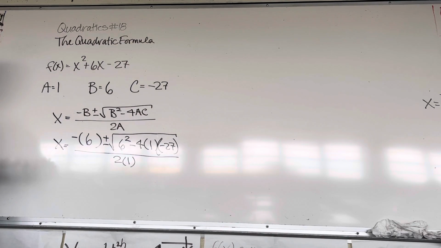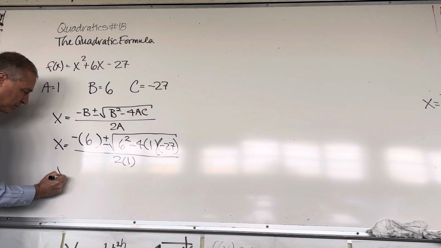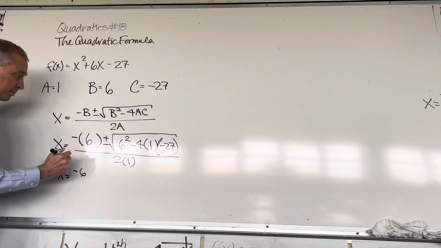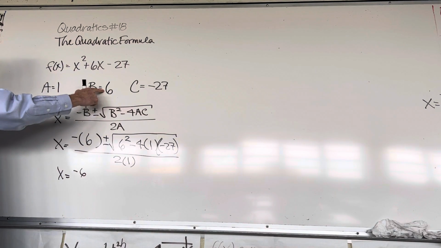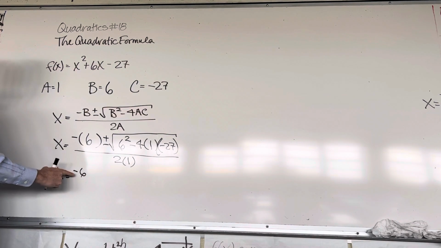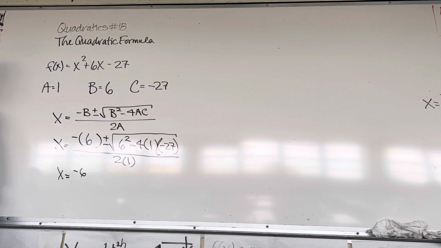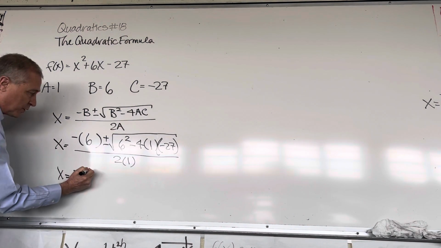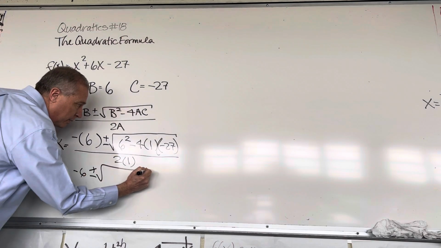All right, what is negative b? We're just going to rewrite that as negative 6. But keep in mind, if this term had been negative, it would have been negative negative and reverse that. So be ready for that complication. All right, in this case, it's straightforward. It's just a negative 6. There's still the plus minus in there and a square root.